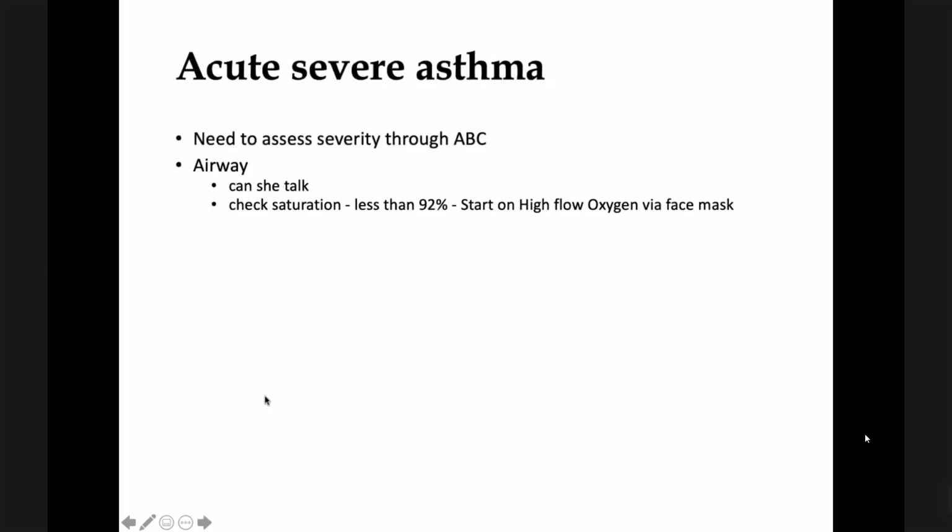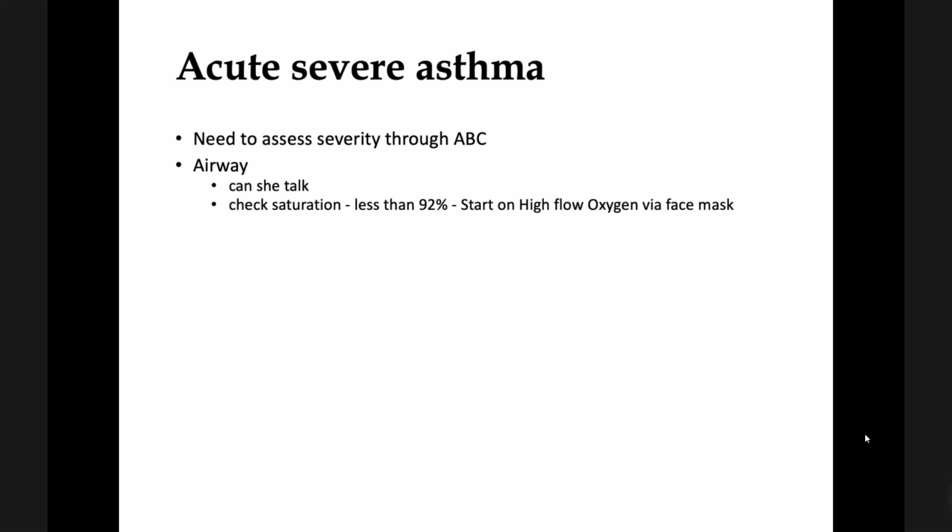Right, so Airway, we need to see if the child can talk or not. Then of course this step will include checking saturation. Different guidelines mention different saturation targets to give oxygen. For example, the GINA guideline says 94. European guidelines, not the UK guidelines, RCPCH or NICE, will usually mention 92. But I think for our purpose, we will take it as 92.